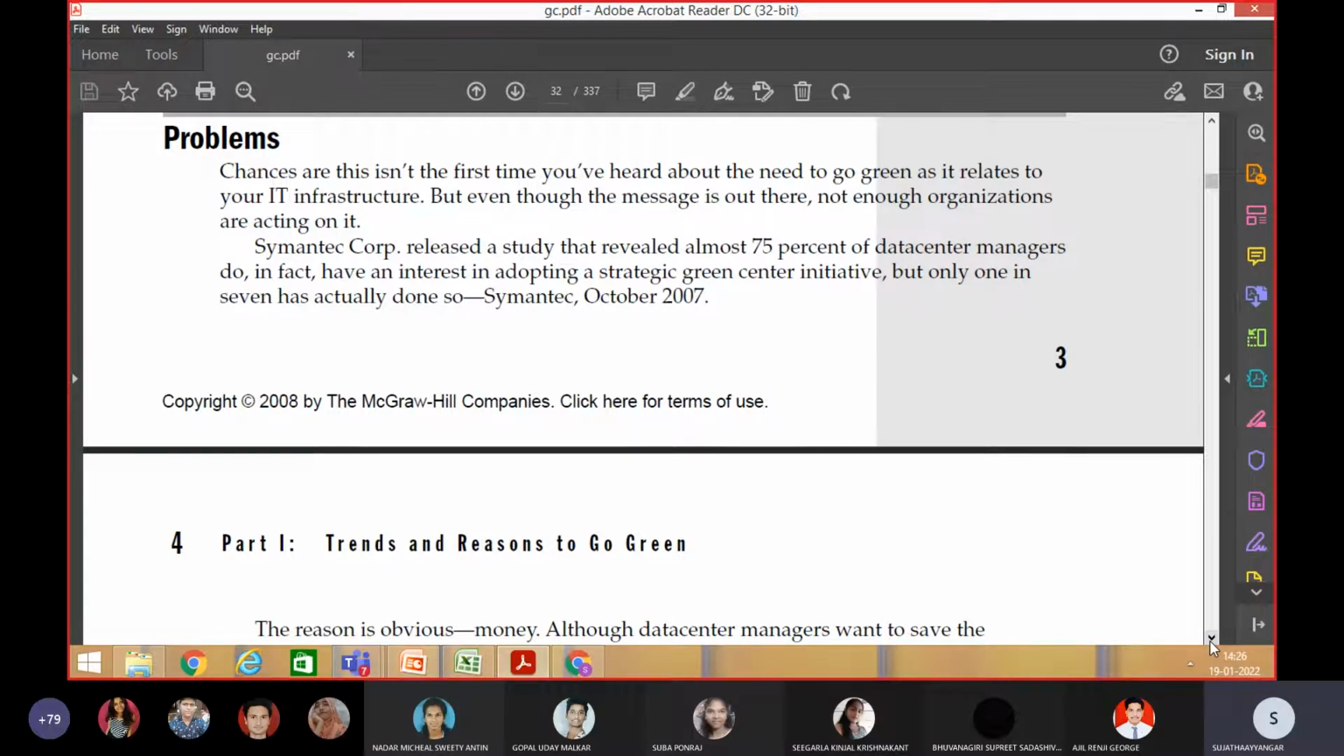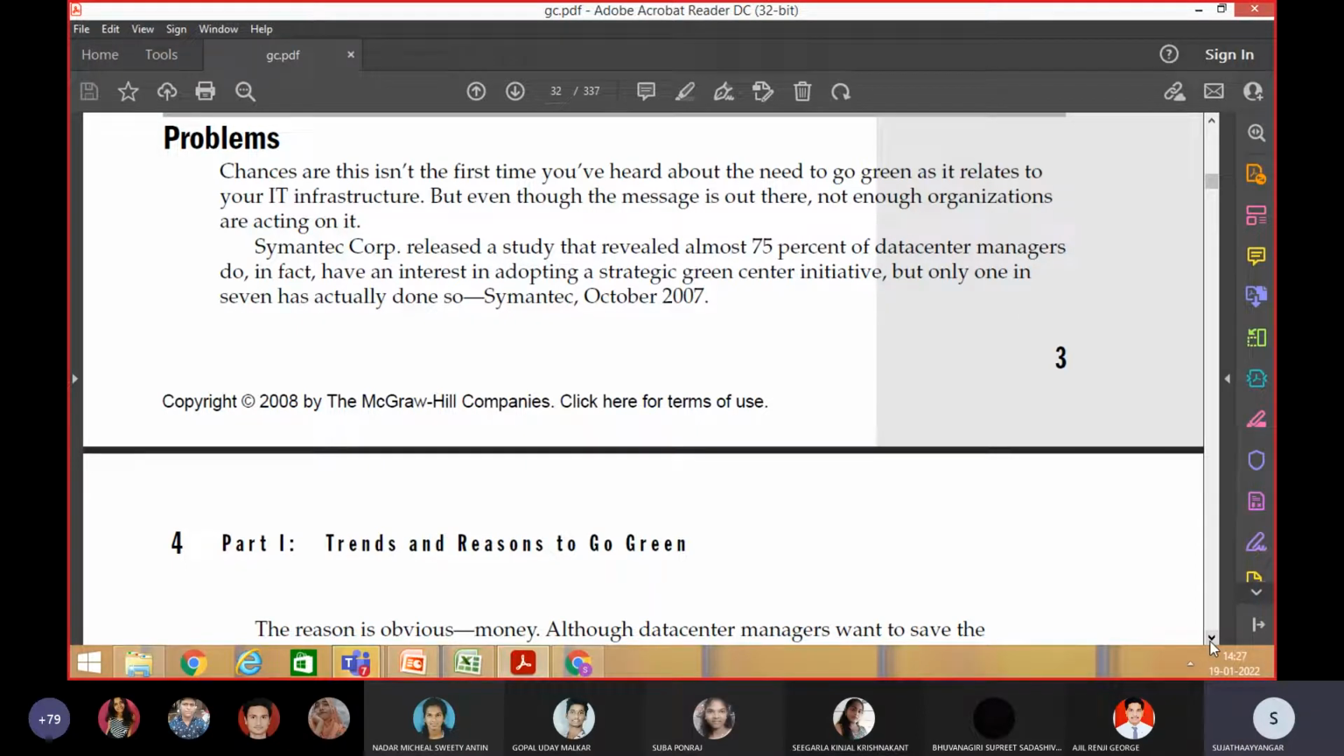Okay. Next, problems. Chances are this is not the first time you have heard about the need to go green as it relates to your IT infrastructure. But even though the message is out there, not enough organizations are acting on it. Symantec Corporation is one company. See, in this book, we will have a lot of company names. A corporation means it is a company only. It released a study that revealed almost 75% of data center managers do in fact have an interest in adopting a strategic green data center initiative. But only 1 in 7 has actually done it. So Symantec, October 2007. Understood?